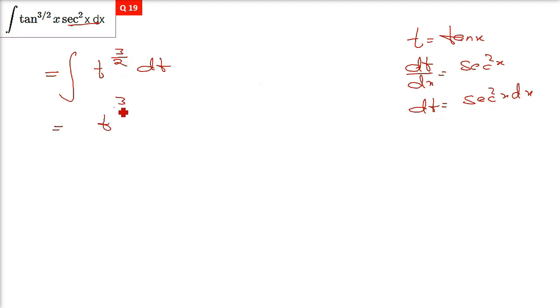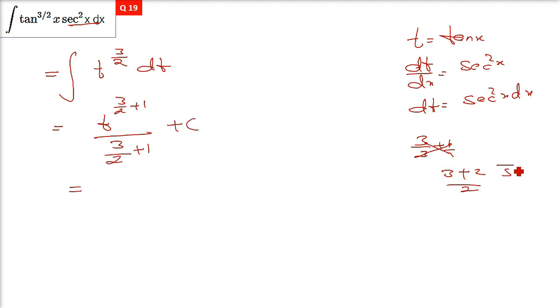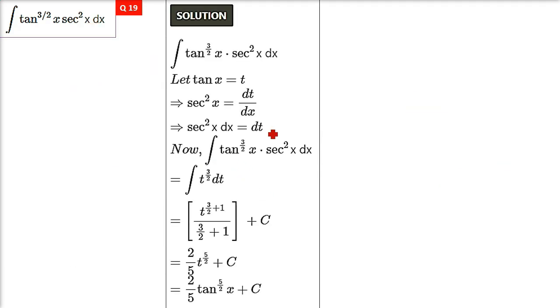When you integrate, it is t raised to 3 by 2 plus 1, divided by 3 by 2 plus 1. 3 by 2 plus 1 will be 5 by 2, since 3 plus 2 by 2 is 5 by 2. So we get t raised to 5 by 2 divided by 5 by 2. 5 by 2 when it goes up, it will be 2 by 5. So this is 2 by 5, and now replace t by tan x. So tan x to the power 5 by 2, plus the constant of integration. This is your result, and this is the way you are going to write it.